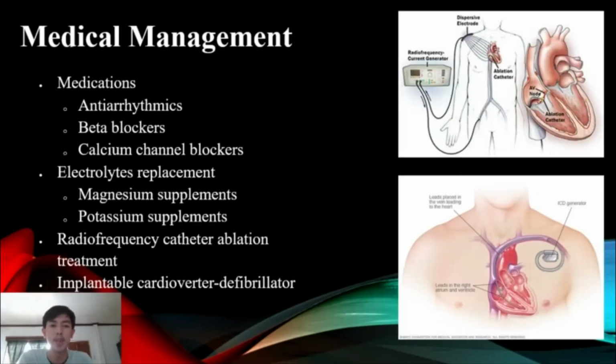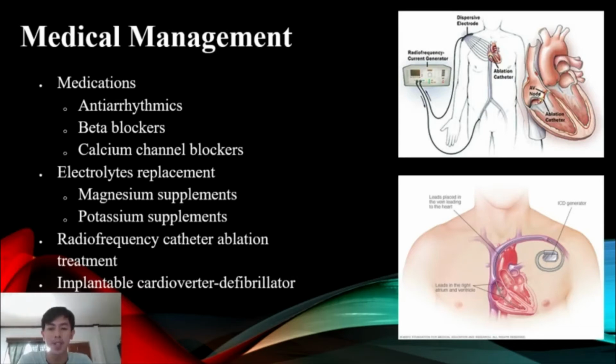Medical management for PVC includes administration of medications such as antiarrhythmics, which are agents that alter the electrophysiologic mechanisms responsible for PVCs. Beta blockers and calcium channel blockers may also be given. Electrolyte replacement, such as magnesium and potassium supplements, is also given. Radiofrequency catheter ablation treatment is advised for people with ventricular dysfunction and frequent PVCs.